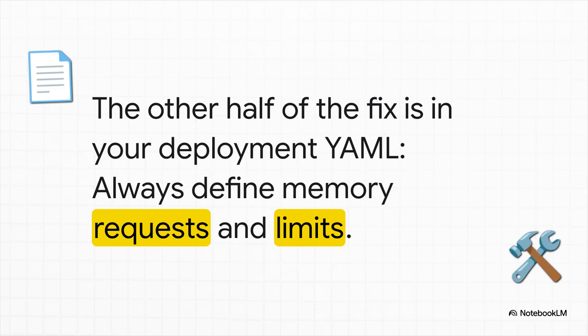The other half of this puzzle is right in your Kubernetes YAML file. And this part is absolutely non-negotiable. You have to set memory requests and limits. The request tells Kubernetes the minimum your pod needs to even get started. The limit is the hard ceiling. It's the kill switch that prevents one leaky pod from crashing the whole server. It's a critical part of the deal you make with the cluster.